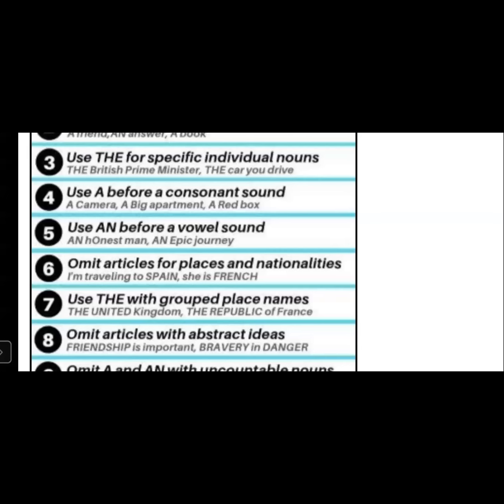Then the. Use the with grouped place names. For example, United Kingdom. As I told you, U for universe, U for united. That time we can use the as an article. The Republic of France. Again, Republic means group. For those names, you can write the.